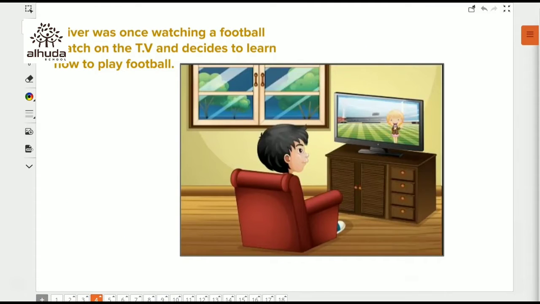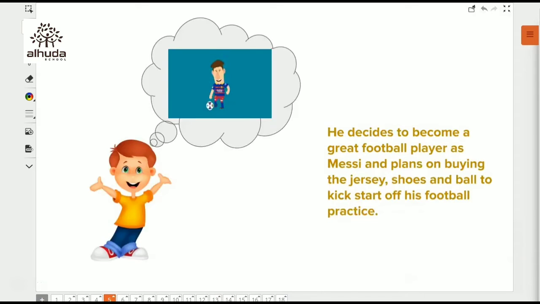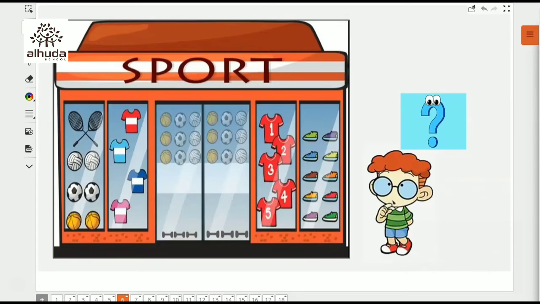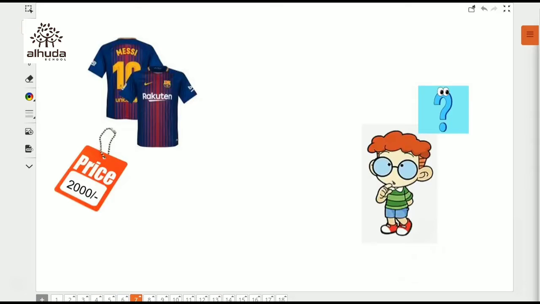So Oliver once was watching a football match on the television and he decides to learn football. He decides to become a great football player just like Messi and plans to buy a jersey, shoes and a football for himself to kickstart his football practice. He was confused about where to buy all this, so he goes to a sports shop where he finds all these things under one roof. First, he decides to buy a jersey similar to what Messi wears, with the name Messi and the number 10. And he buys this for 2000 rupees.